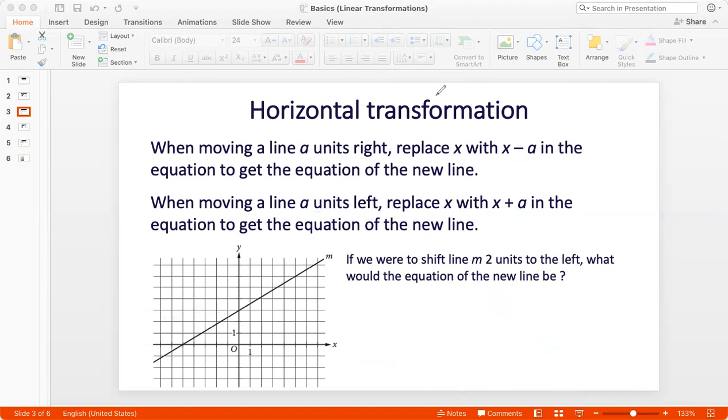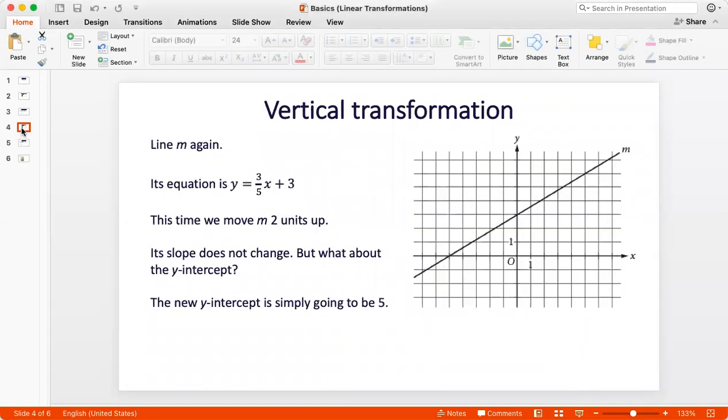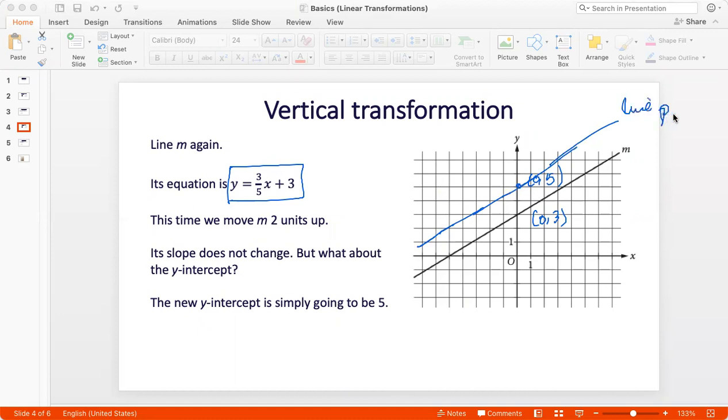Right, let's now look at the other kind of transformation, which is vertical: moving the line up or down. So here we have the same line again, whose equation we know is 3/5x + 3. And this time I'm moving it 2 units up, which means from (0, 3), it will now go through (0, 5). The new line is going to pass through (0, 5).